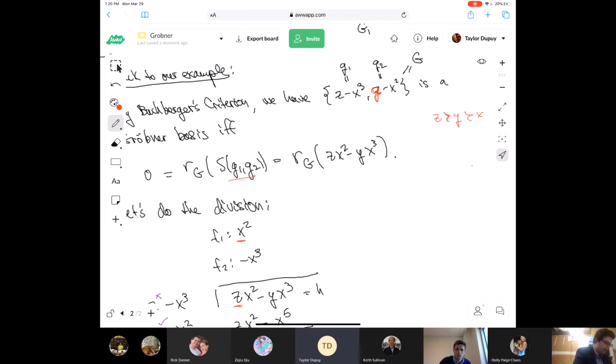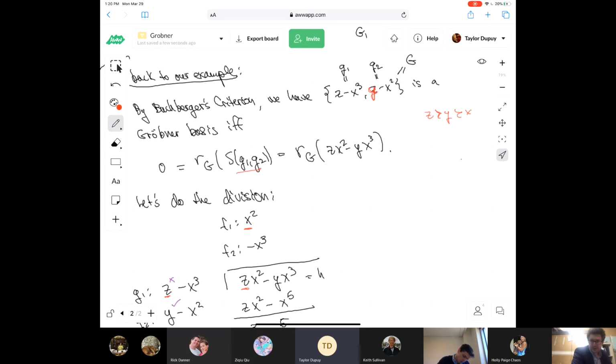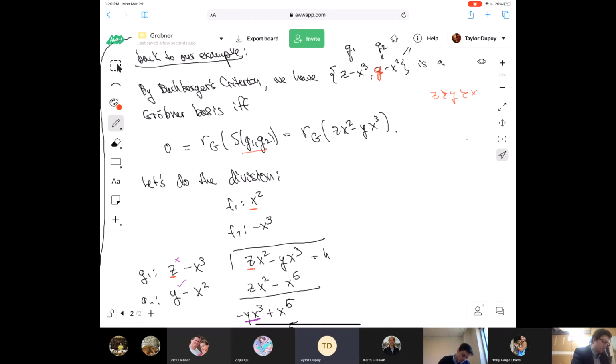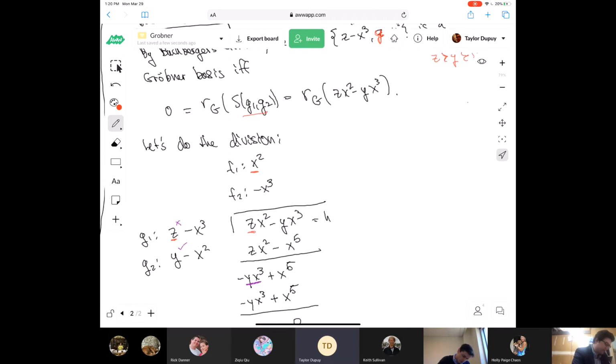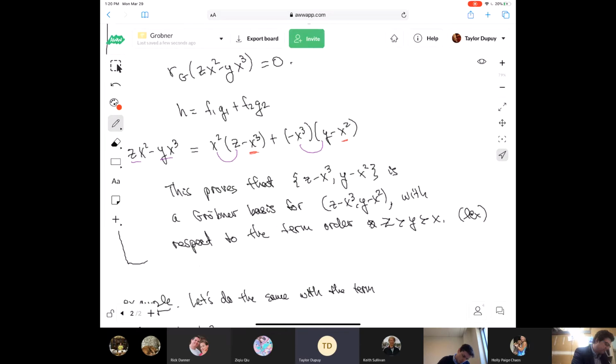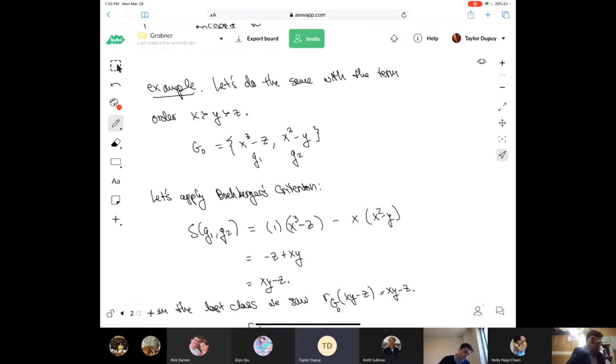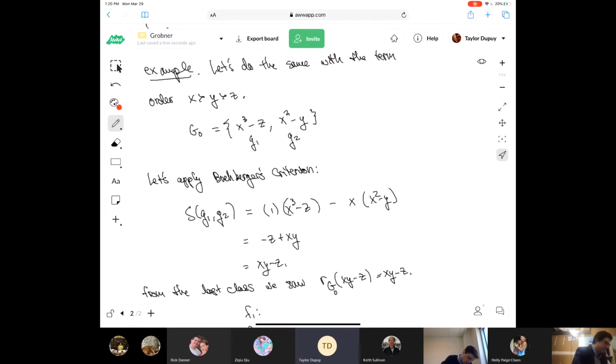Later, we'll show that this is not a Gröbner basis with respect to the opposite order. So if we did x bigger than y bigger than z. So again, this is all order dependent. It depends on the term order. Okay. So here was this example that I was talking about, is that if you switch the term order, you're going to get something different, right?